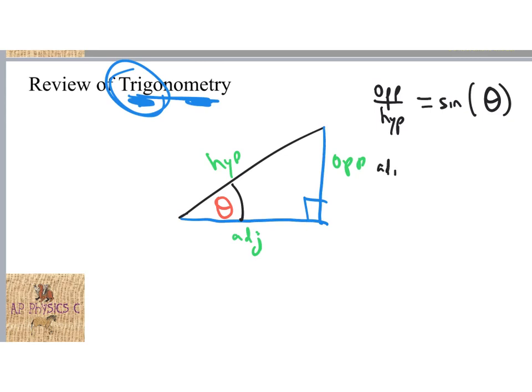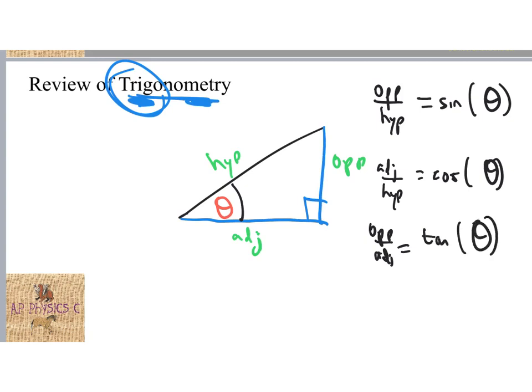Likewise, the adjacent over the hypotenuse is also a function of the angle, and we call that ratio the cosine function, or the cosine ratio. And finally, the opposite over the adjacent, also a function of the angle, is the tangent of the angle.